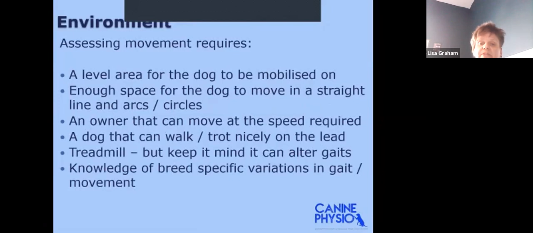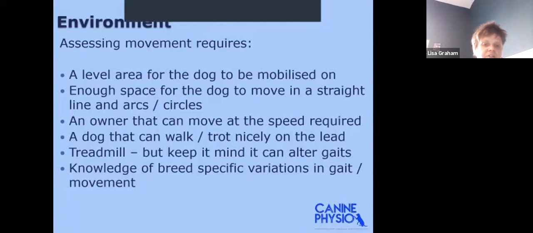Not every dog's comfortable the first time they come into clinic, so your gait analysis may not be completely accurate, maybe the first 2 or 3 visits that you see the dog. We need an owner that can move at the speed that we need them to, and I need a dog that can walk or trot reasonably nicely on a lead. I don't need a dog that's dragging his owner or up on his back legs because everything's so tight and not working well. You can use a treadmill, but we can now alter these gaits and speeds depending what's going on with the dog. And it's not a true representation always of flexion extension, because the treadmill belt will move this dog's leg back for us a bit as well.